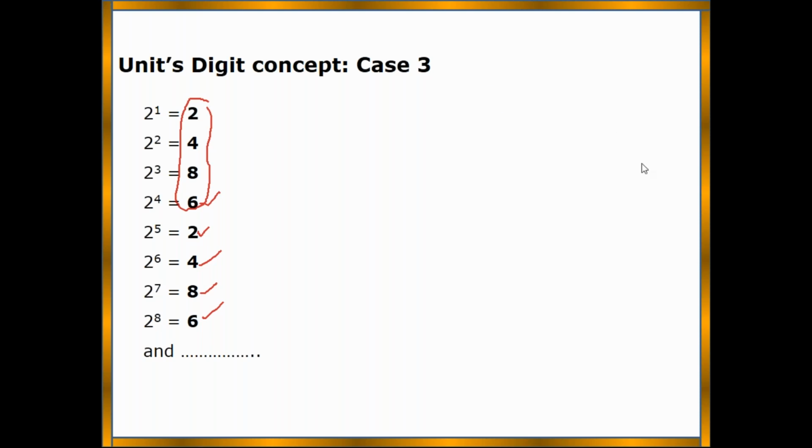The same logic is applicable for 3 also. Please note down only 4 values. No need to write 8 values. 3 power 1 is 3. 3 power 2 is 9. 3 power 3 is 27 which means 7. 3 power 4 is 81 which means 1.